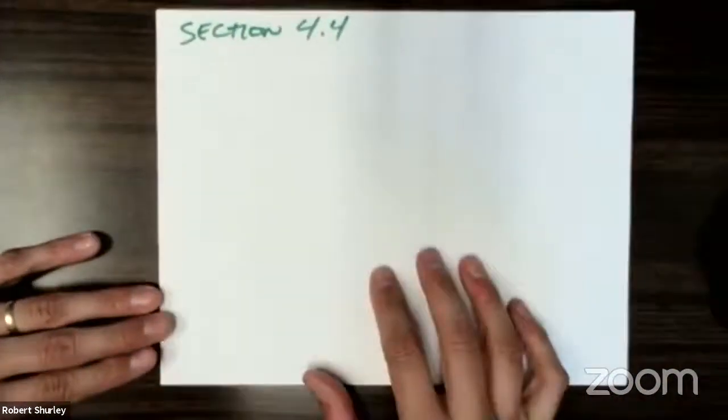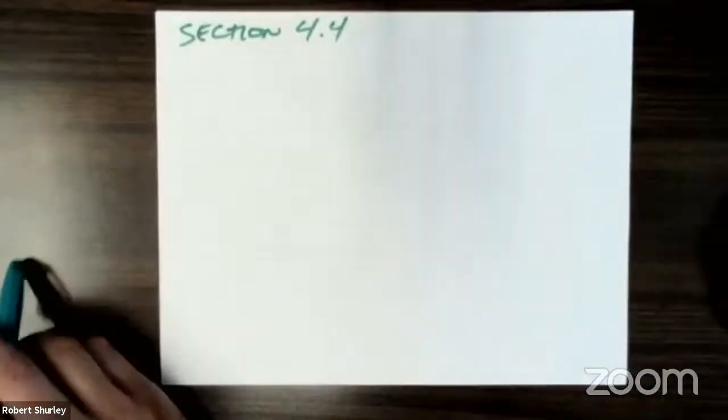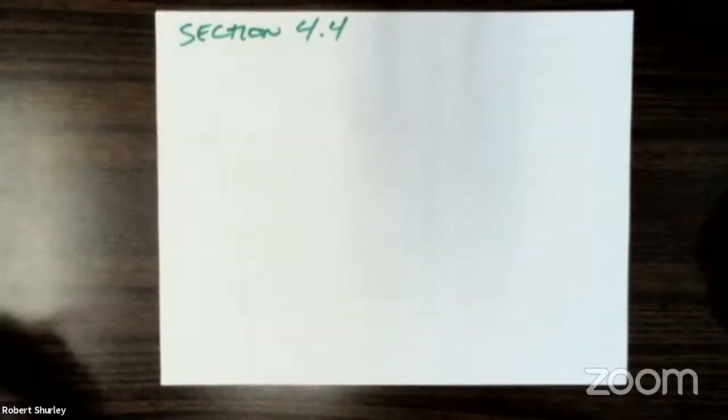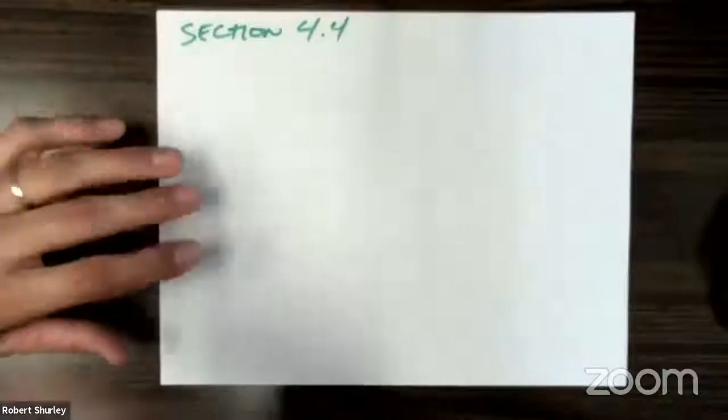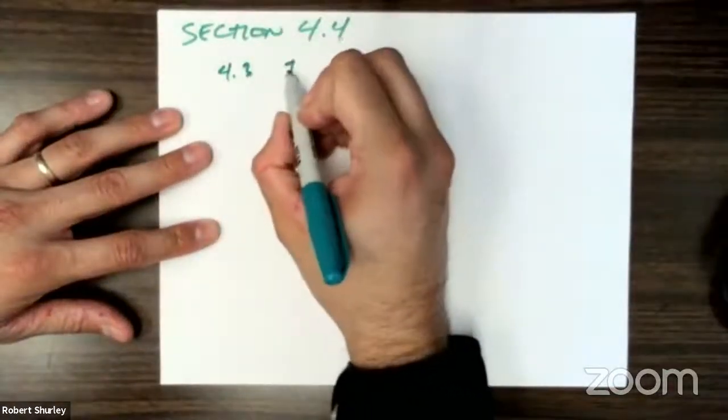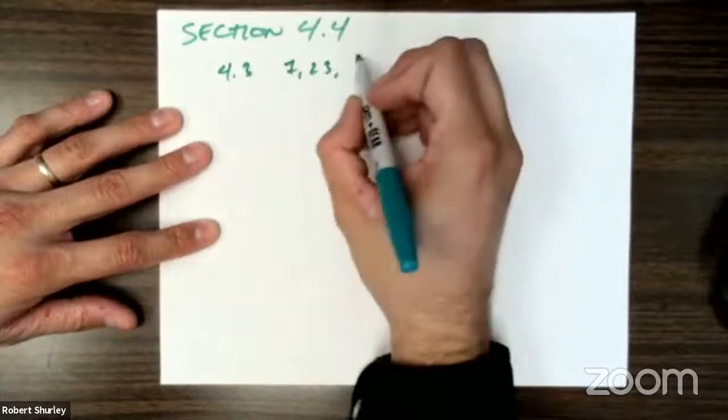Section 4.4. Okay, so today is a lot different. This section is different than 4.2 and 4.3 in that we're actually solving. Oh, wait, I'm going to get to Jenna's questions first. Let's do 4.3. Jenna asked, can you go over 7, 23, and 29?